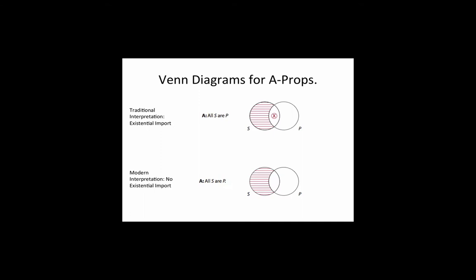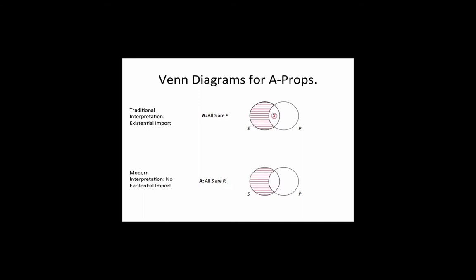So on the traditional interpretation, when we say all S are P, we're saying that there's not even one S that is in the area of S outside of P. And by the way, the red circled X tells us that in fact we assume there is an S. So think about it this way. When we say all dogs are animals, we assume there exists at least one member of the dog class.